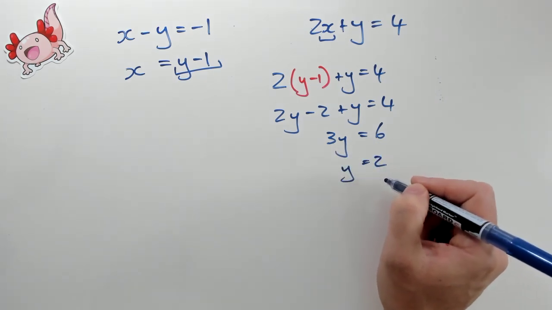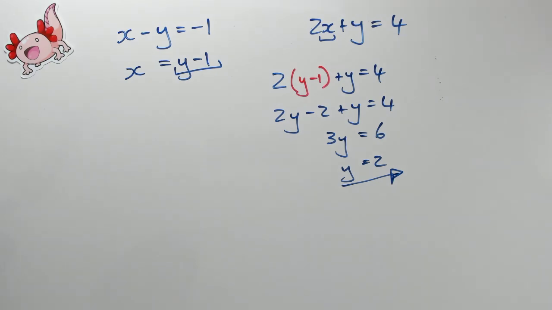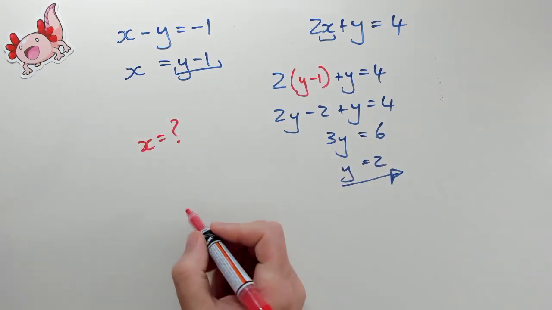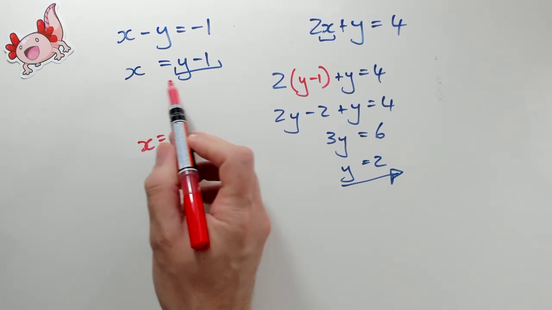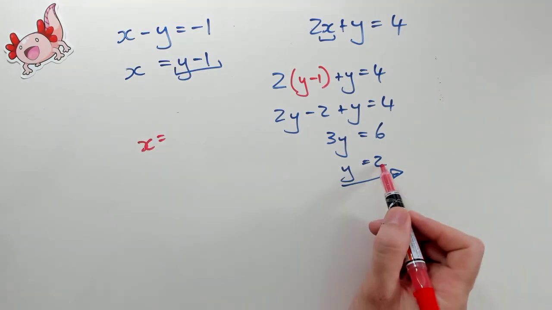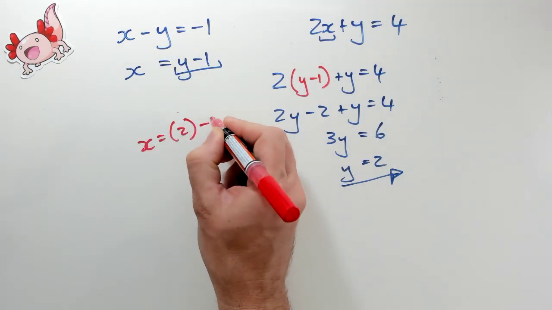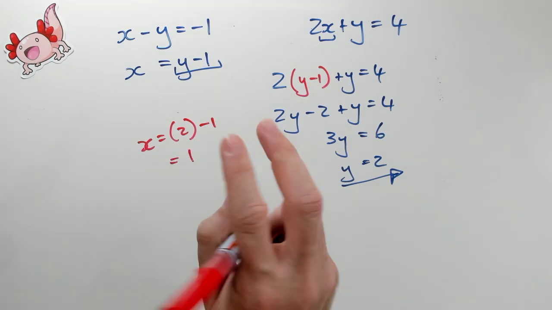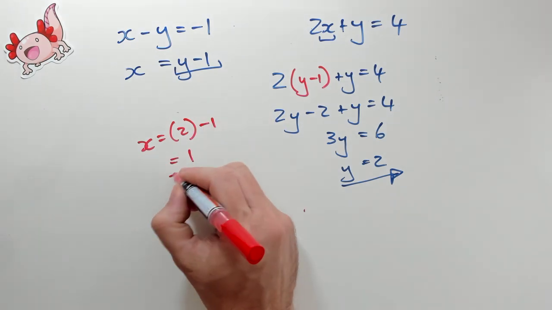And dividing, so y would be 2. Now I'm done. No, I'm not done. I only figured out what y is. I still need to know what x is. I don't know what x is. But I know if I rewrite this, y is 2, so 2 minus 1, 1. Yeah, I think so. 2, take away 1. Yeah, perfect.